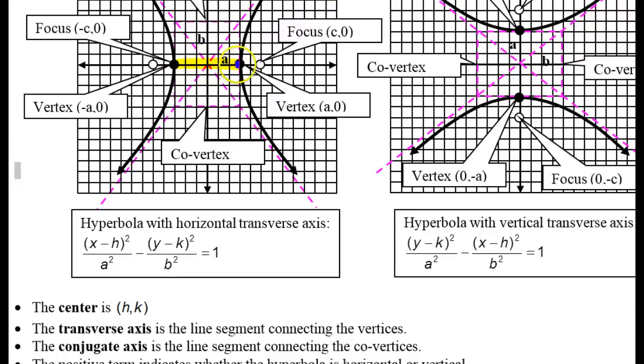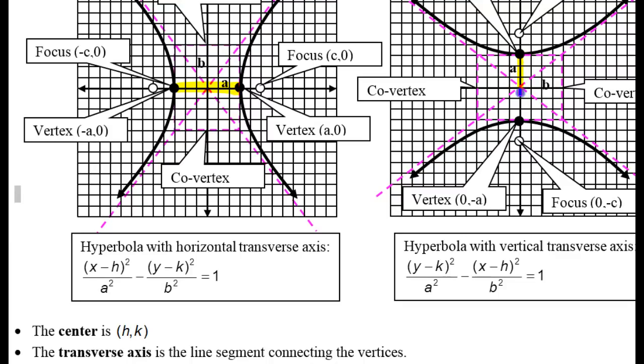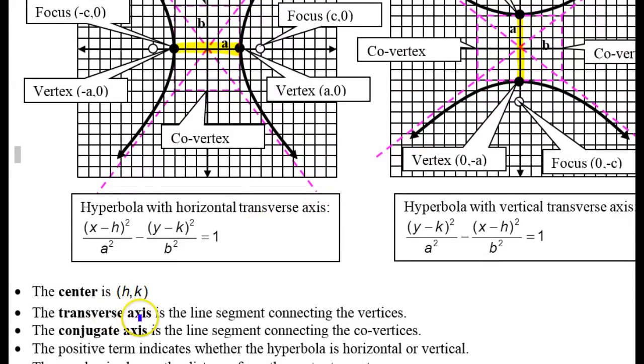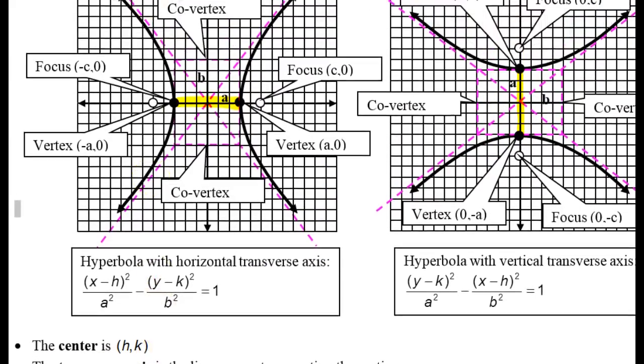This would be the transverse axis. All right, so this is a horizontal transverse axis, again, when the x term is first. And this would be the transverse axis for this hyperbola, a vertical transverse axis. Okay, that's the transverse axis. If I drew the line segment that goes from covertex to covertex, that's called the conjugate axis. So this is the conjugate axis, and this is the conjugate axis.